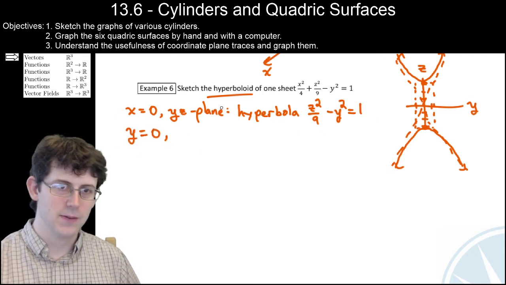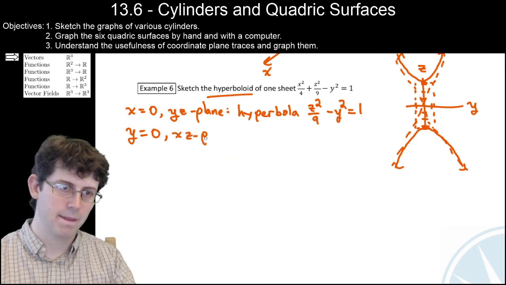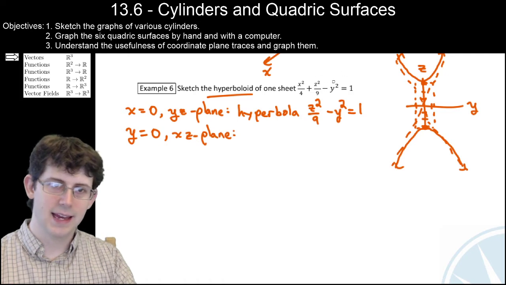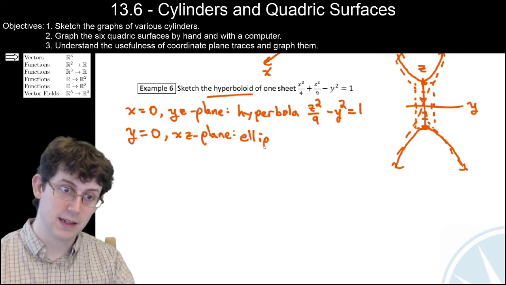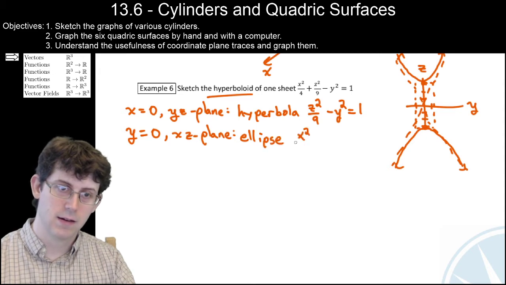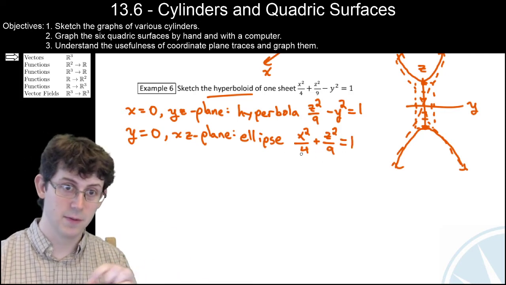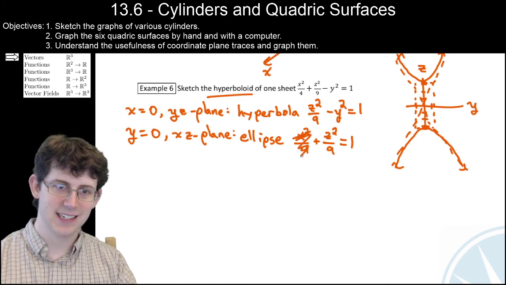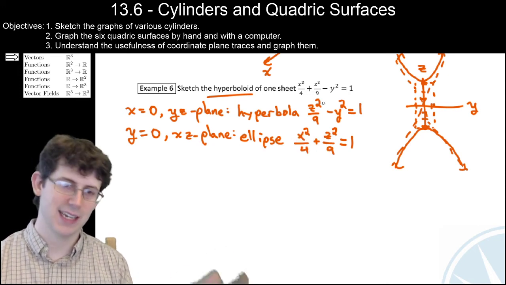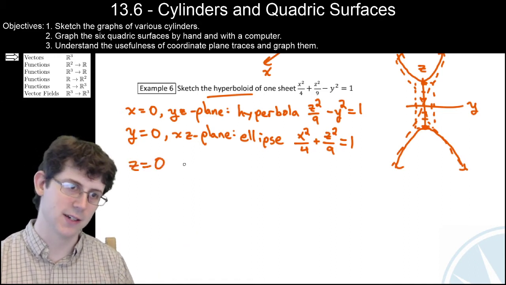Let's try y equals 0. For y equals 0, we're in the xz plane. And in the xz plane, I have both squared and both positive, so I have an ellipse. This ellipse goes in the x direction from 2 to -2, which I can see this way, and in the z direction from 3 to -3. So it's a pretty round ellipse. I'm not going to draw that one. It's mostly a circle.